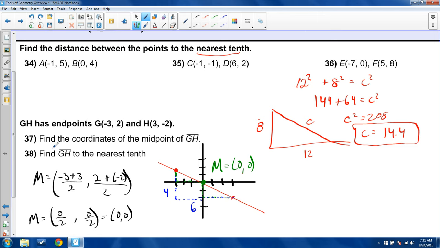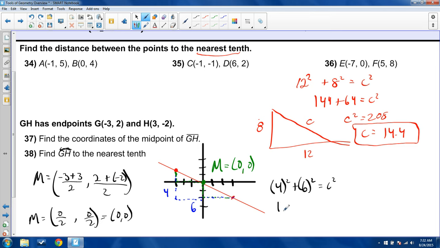Okay, second one, find GH to the nearest tenth. I think we mean the distance, so let me take out that segment guy right here. I don't think that should be there. Find GH to the nearest tenth. I kind of have it set up for you here. We found the distance between 2 and -2, which is 4, and -3 and 3, which is 6. So we're going to use Pythagorean theorem, or distance formula, but they're both the same thing.